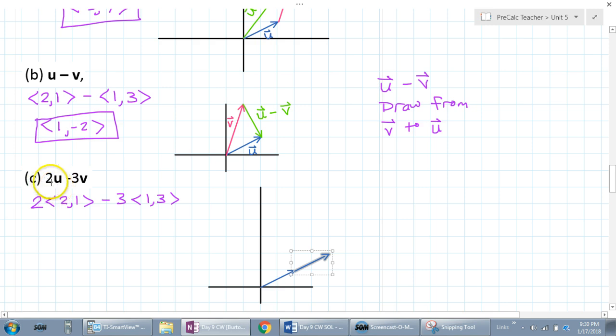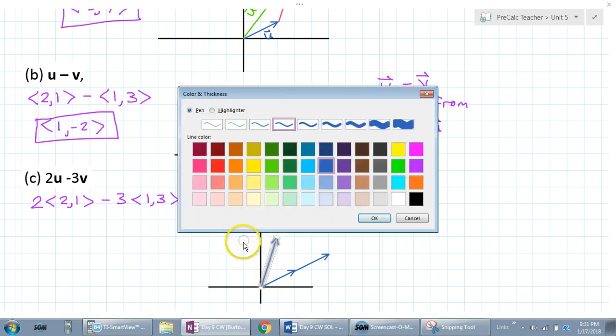Alright, so that is 2u. Now I'm going to go ahead and build 3v, starting with v. Now remember, when you subtract, the thing to do is put both vectors in standard position. So whenever I subtract, I start both vectors from the origin. Vector v is the vector 1 comma 3. So starting from the origin, that would be right 1 and up 3. So that would be just like that.